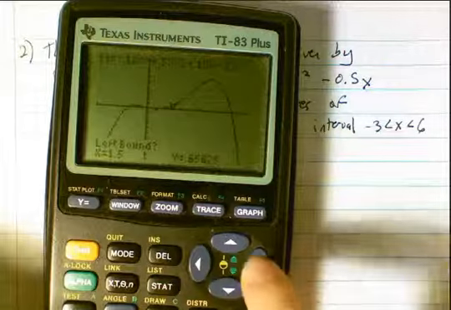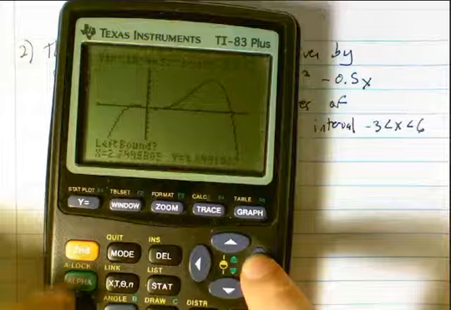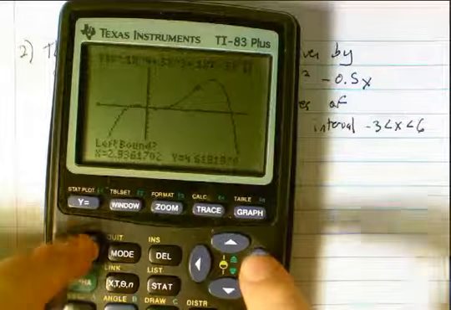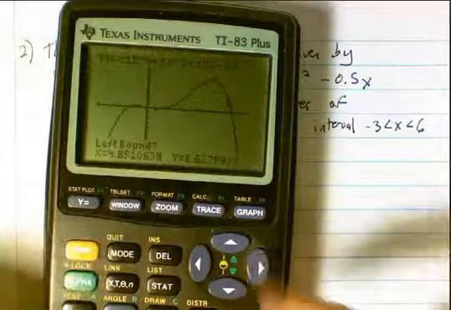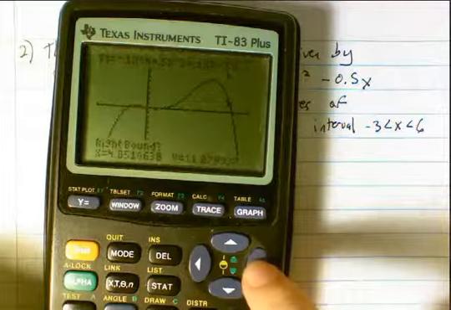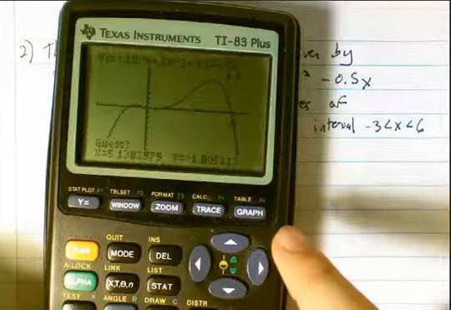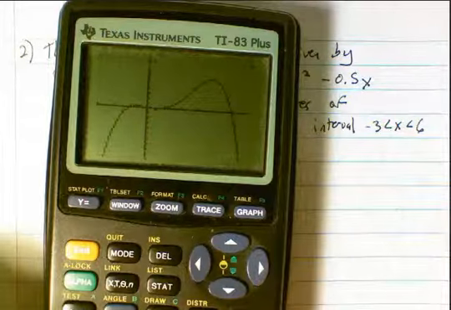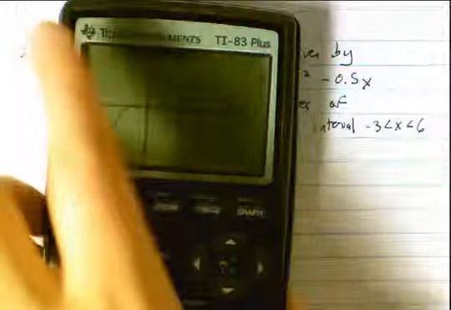And then what we're going to do is go over until we're just a little bit to the left of the point that we want. If you want to move faster, you can do second and then the left to right arrow. So once we get a little bit to the left, we hit enter, telling it to start looking for a 0 there. Go a little bit past the 0, hit enter to tell it to stop looking there, and then hit enter one more time. So x equals 5 is one of our zeros.